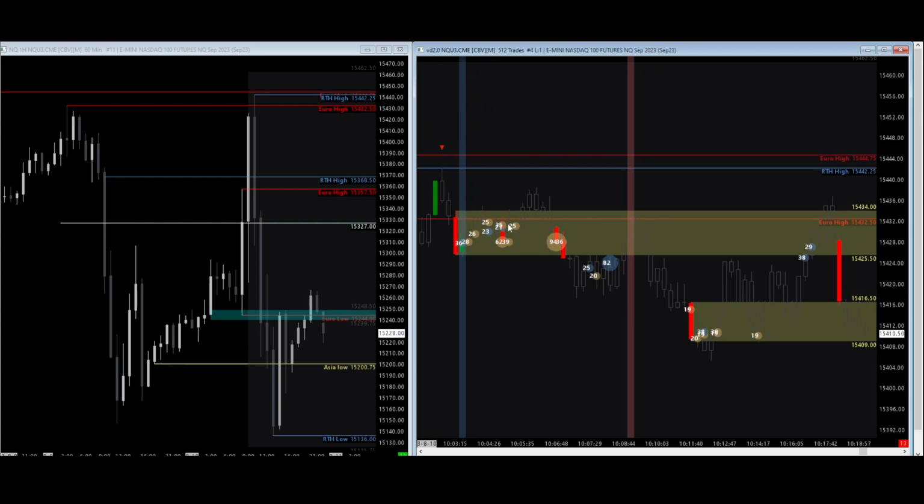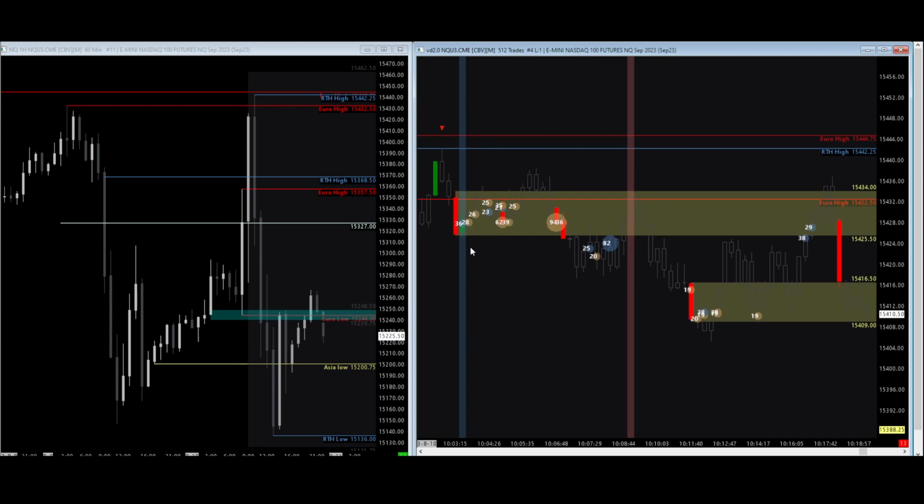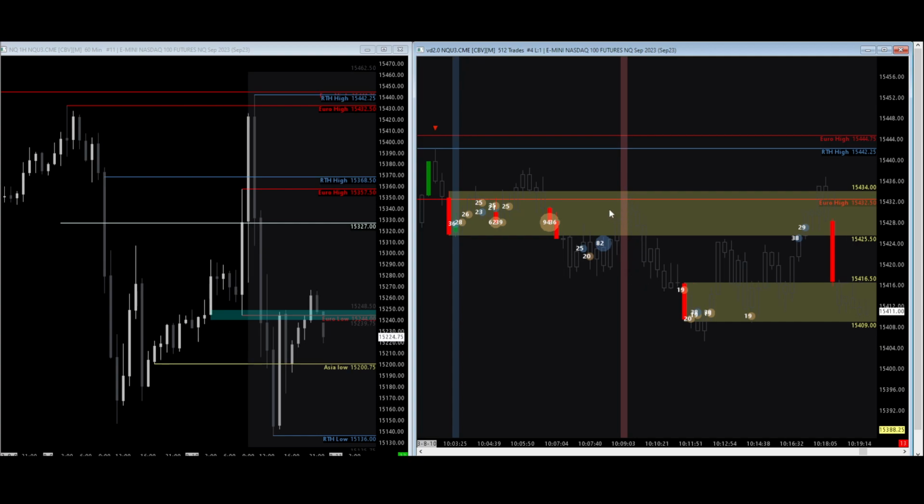The most aggressive move would have been to pile in right here at the fail of the retake of this old Euro high. These blue and red signify speed of tape, and this chart was originally and still is built to help me not have to look at another monitor to see the DOM while I'm trading. So it informs me of the pace of tape. It's just a little study that I put together. So as we push down, we come back up, find aggressive sellers. Would have been a decent spot.